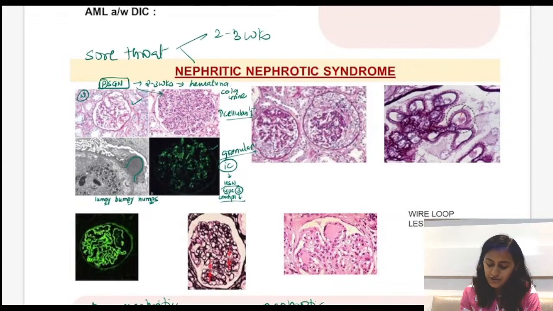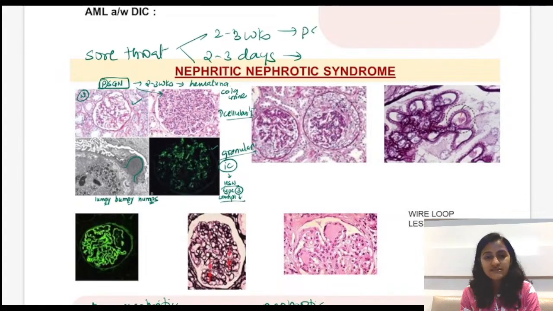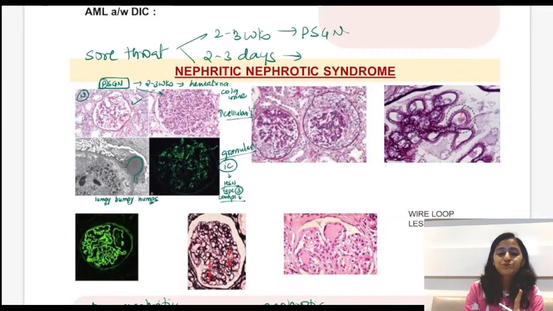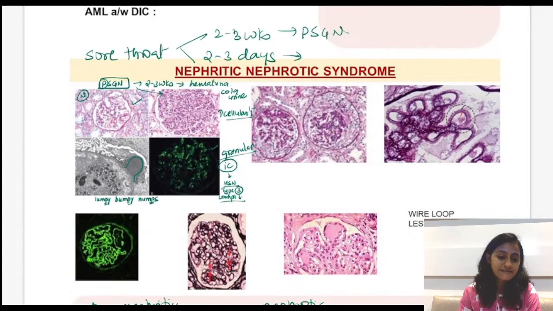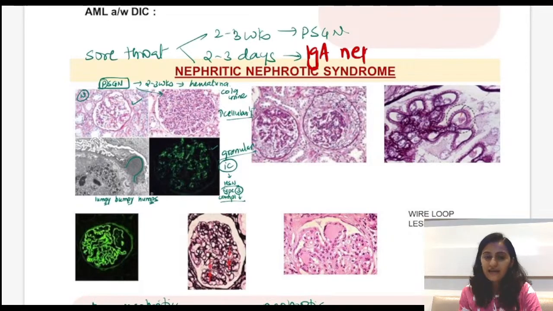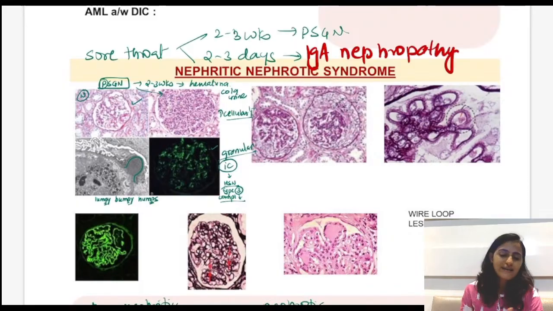If you have hematuria within 2 to 3 days, then what is going to be the diagnosis in that case? After 2 to 3 weeks, it is PSGN. After 2 to 3 days of the sore throat, if the patient has hematuria, then what is the diagnosis in that case? Remember, this is very, very important. In that case, it is IgA nephropathy.